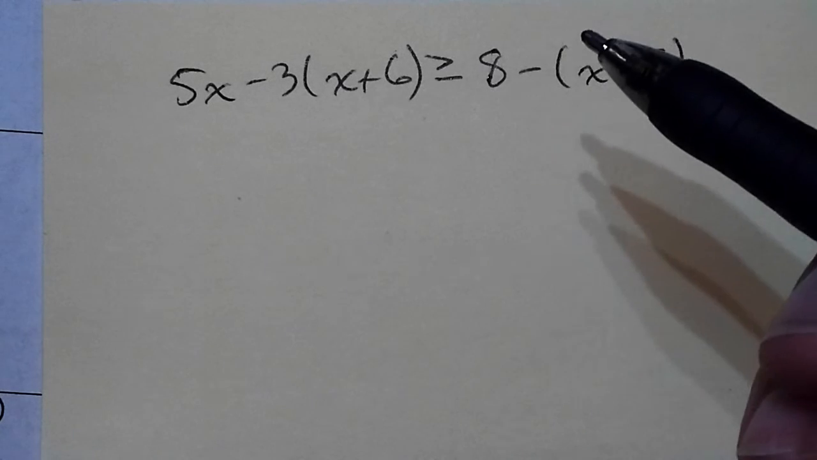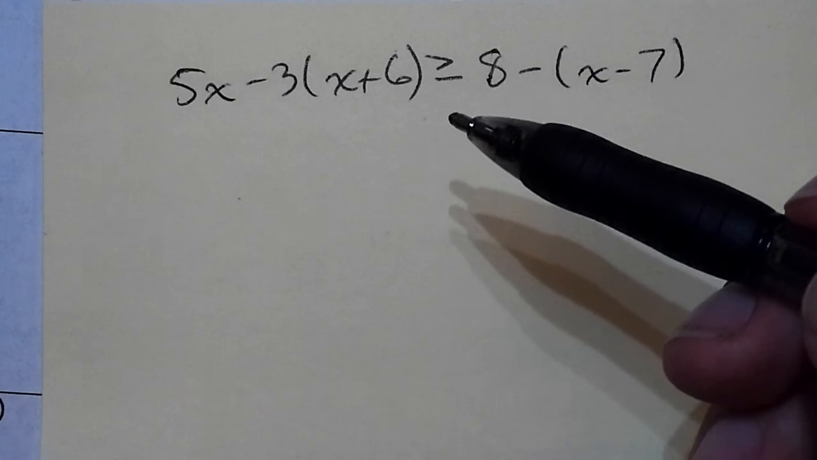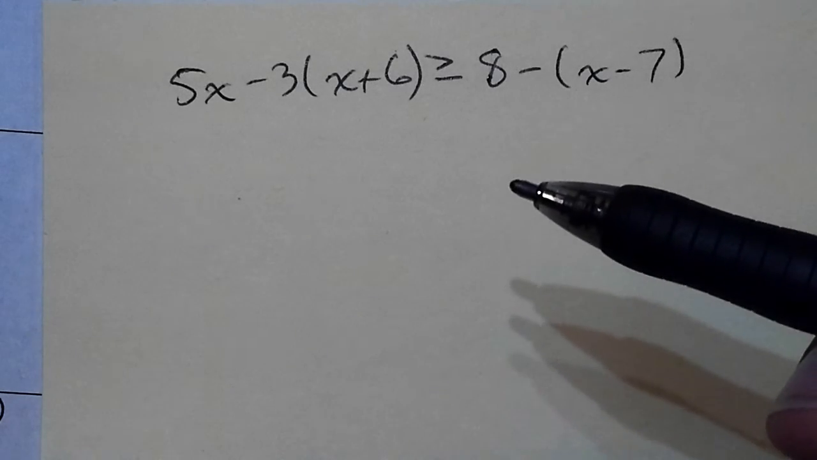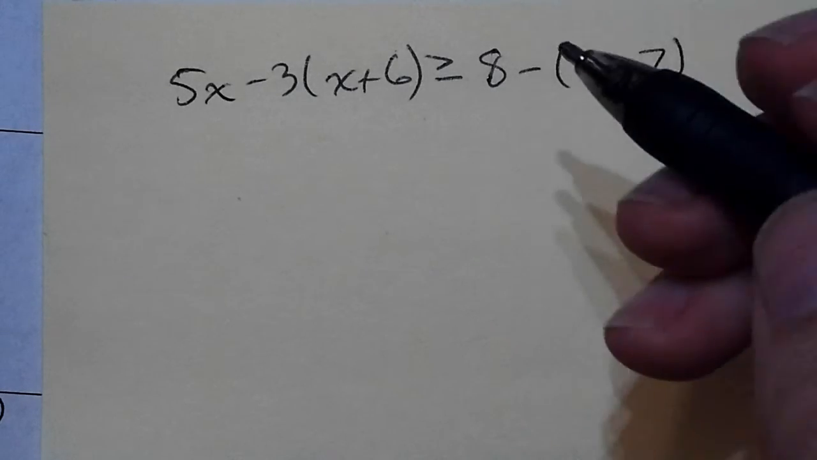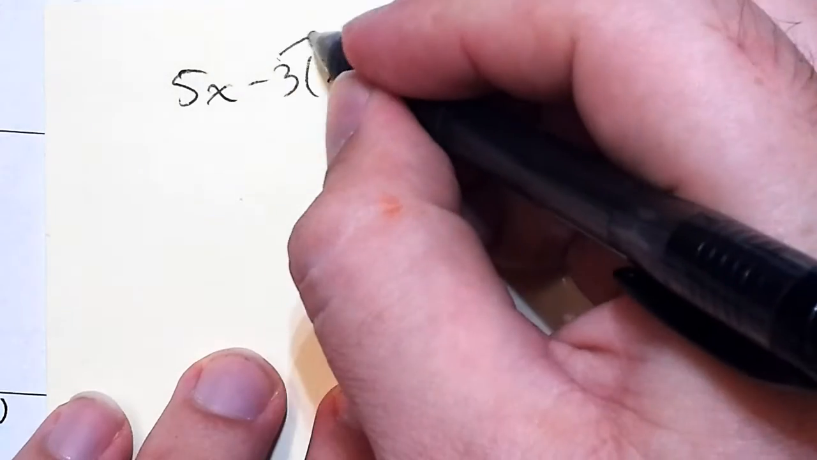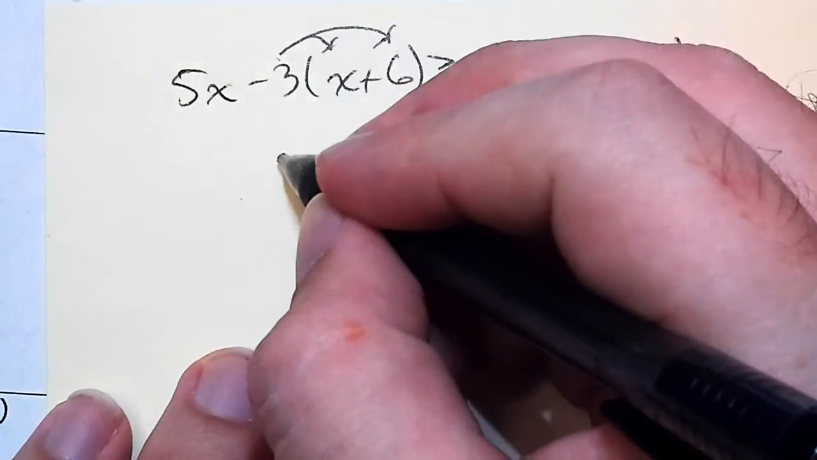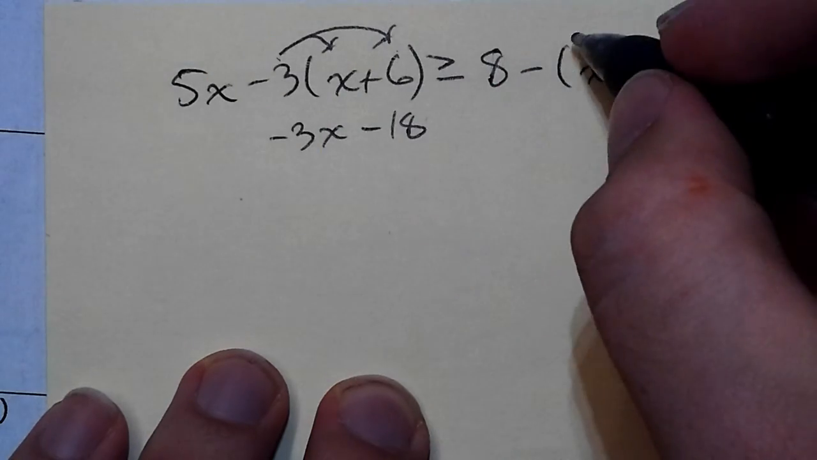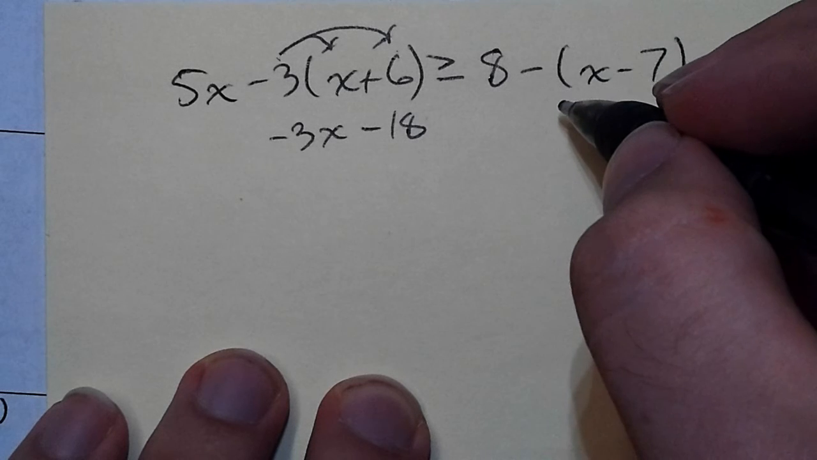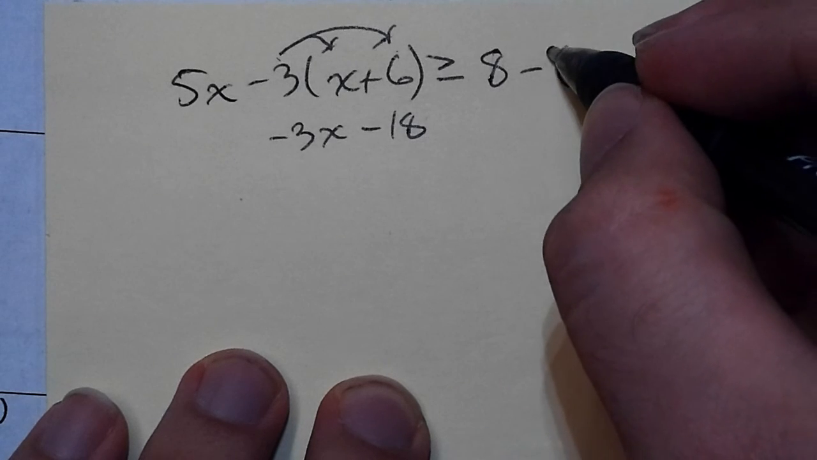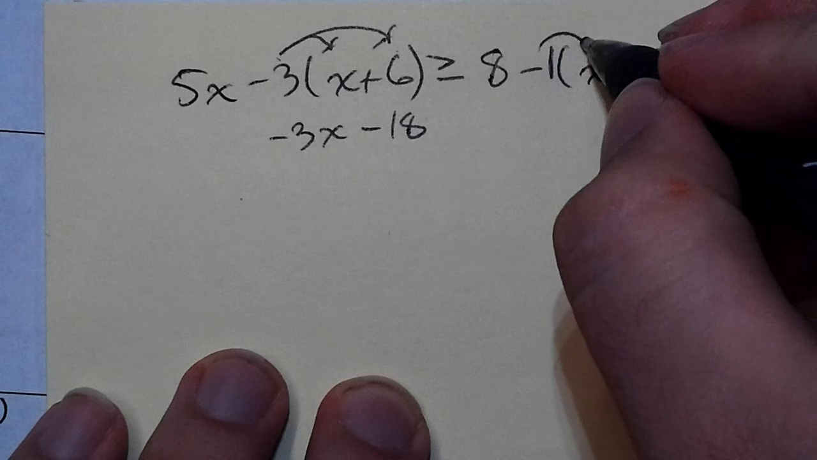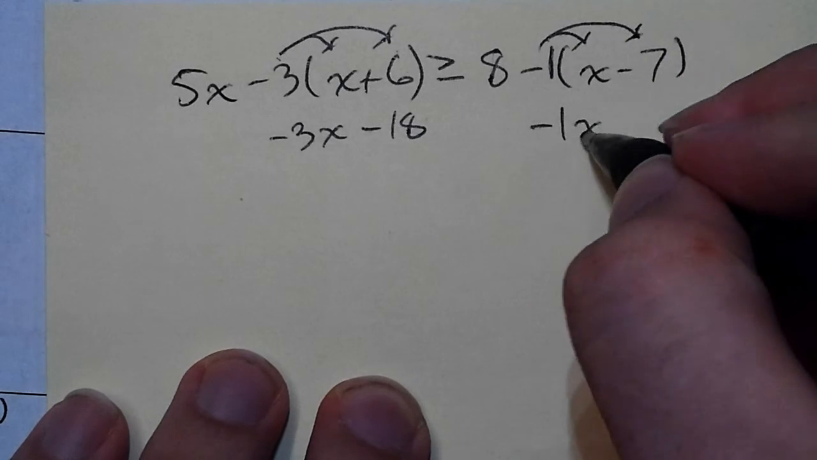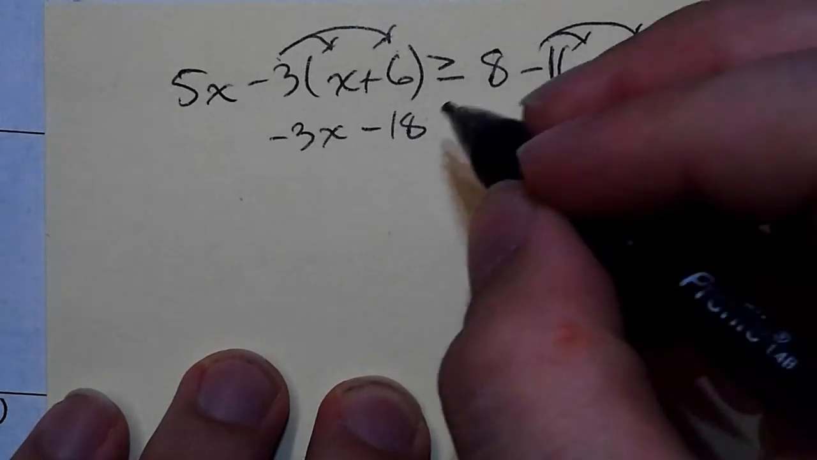But the only thing is, if you divide or multiply by a negative, you flip the sign. Everything else is just like equations. So, distribute first. That's a negative 3x, and that's negative 18. Distribute over here on this side. Remember, if you have a negative touching in parentheses, there's a 1 there. It's a sneaky 1. Negative 1 times x, negative 1 times 7, so that's negative 1x plus 7. Bring everything else down.